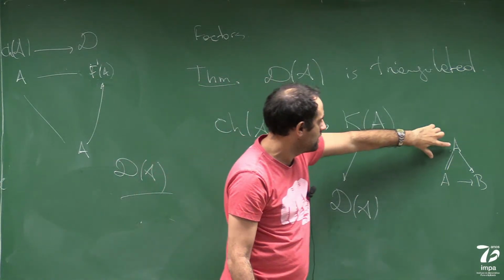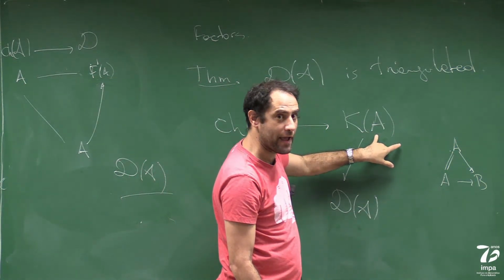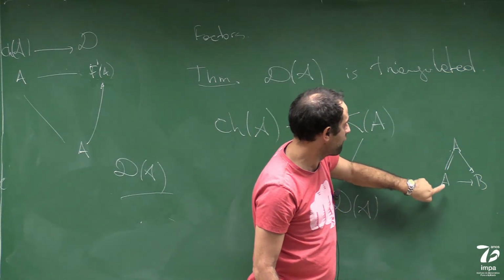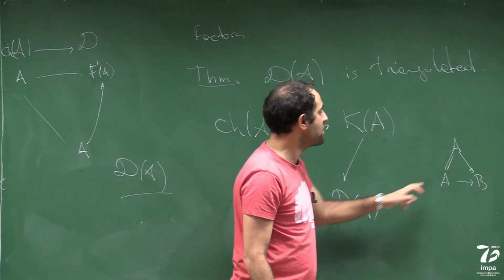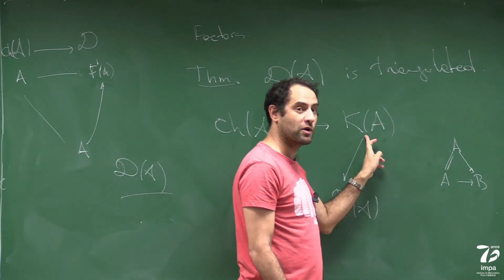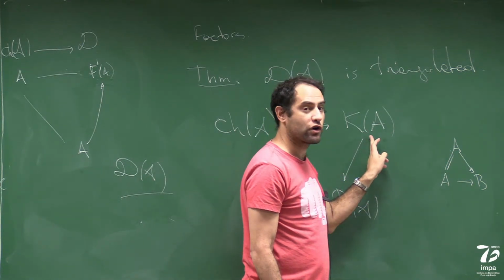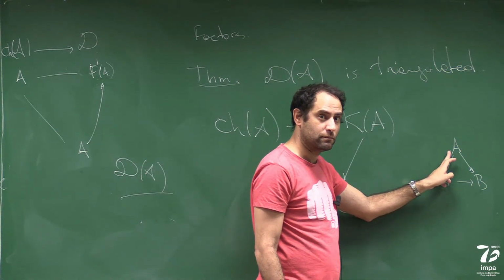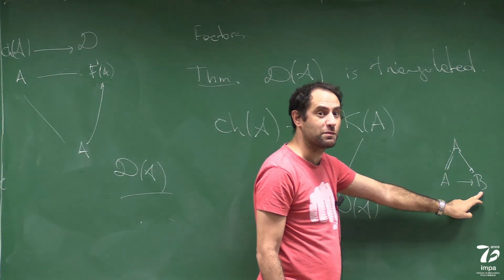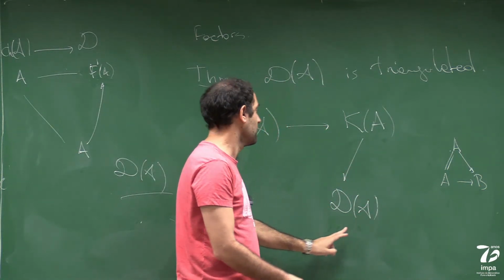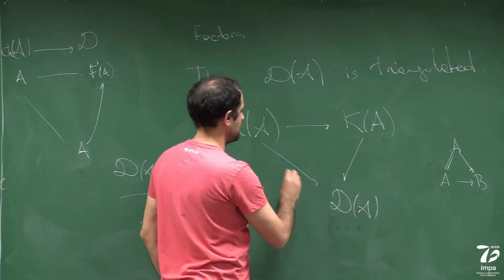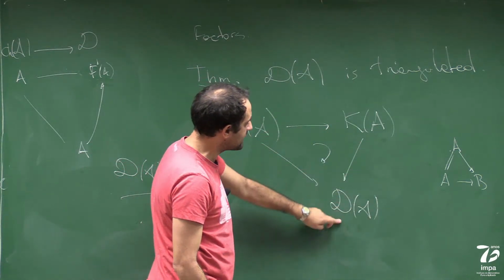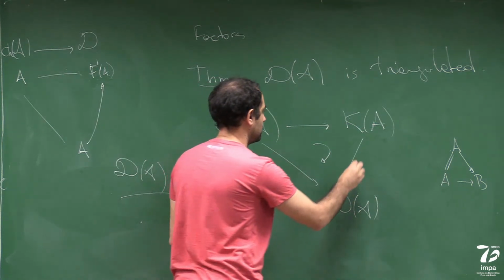If you pick any representative of the morphism in K(A) from A to B, you get a morphism from A to B in the derived category. If you pick another representative of the same homotopy class, they are going to give you the same mapping cone. That means that these two maps are going to be the same in the derived category. So this functor, this diagram commutes. Now, this is triangulated, and this functor is exact.